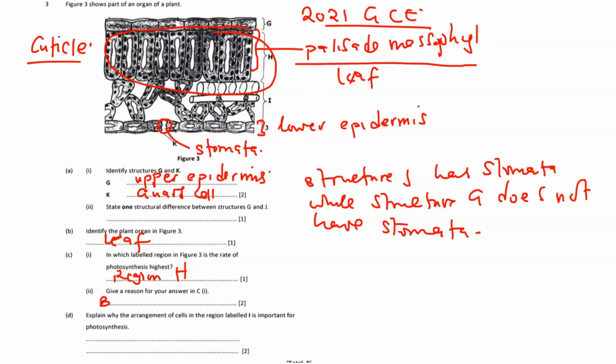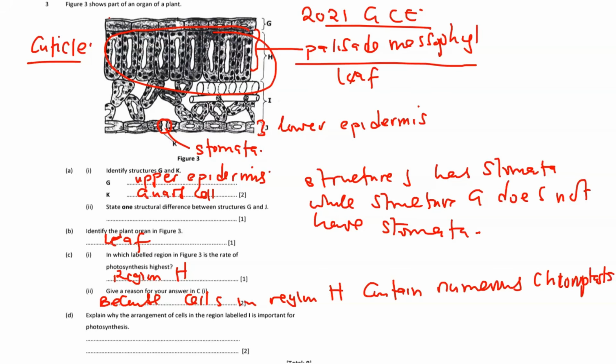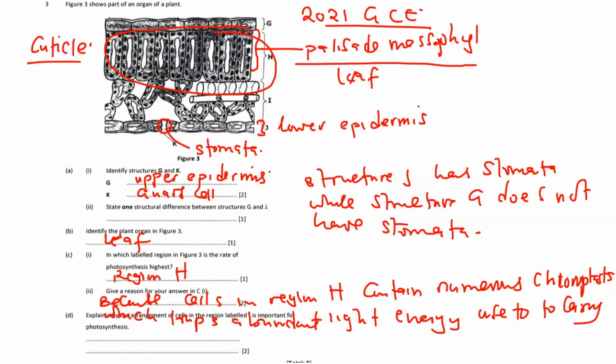So how can you write? So you can say because cells in region H contain numerous chloroplasts. Okay, chloroplasts, which trap abundantly light energy used to carry out photosynthesis.